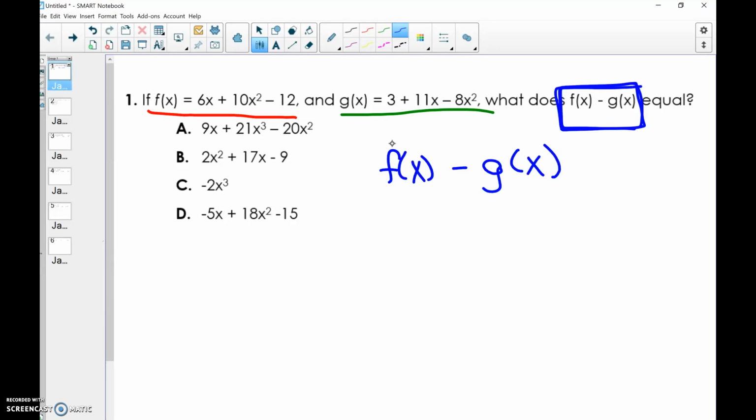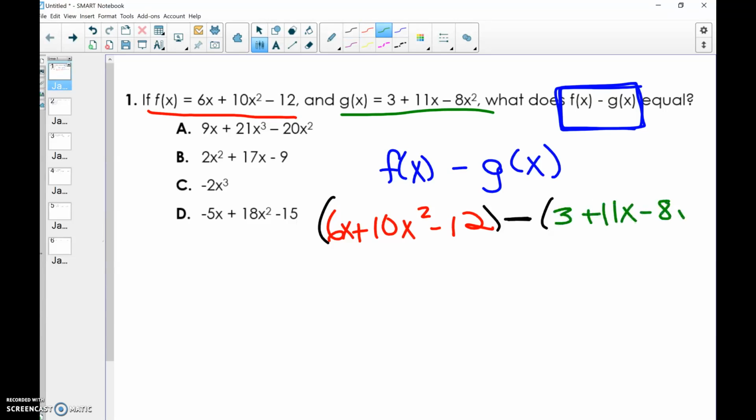So f of x, it tells us, is equal to this group. So 6x plus 10x squared minus 12, minus in the middle. I'm going to put that in parentheses. G of x is this big group. Feel free to pause along the way if needed. Okay, but that's how you should be starting it.